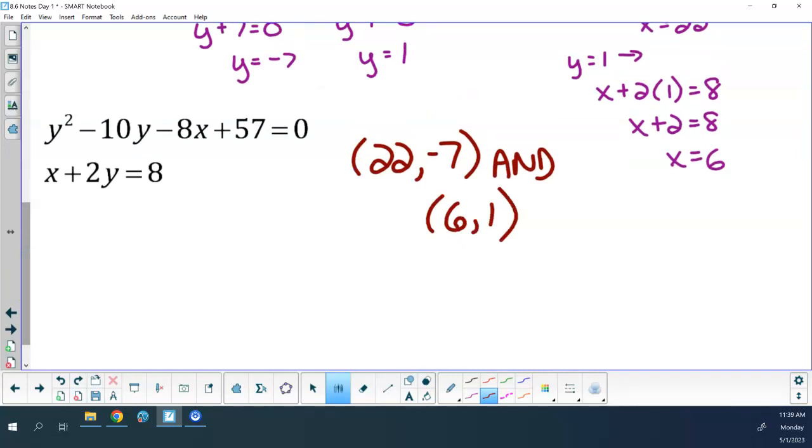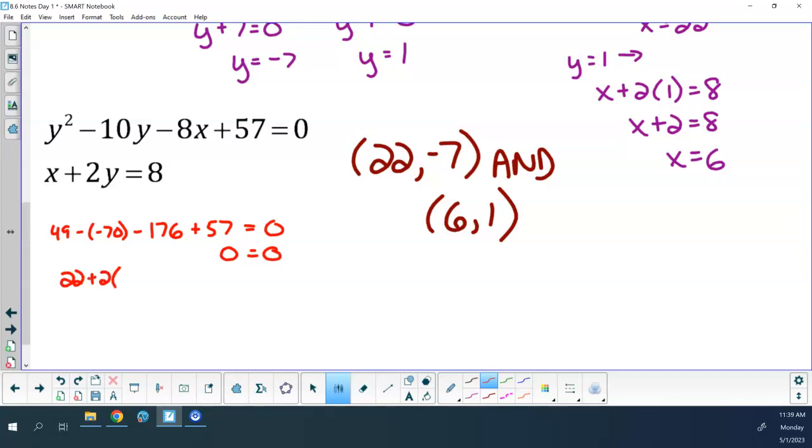But we got to check it now. Make sure. One might drop out. Okay. So negative 7 squared is 49. Negative 7 times 10 is negative 70. 8 times 22 is 176. That works out, doesn't it? 49 plus 70 is 119. 119 plus 57 is 176. Minus 176 is 0. That checks out.